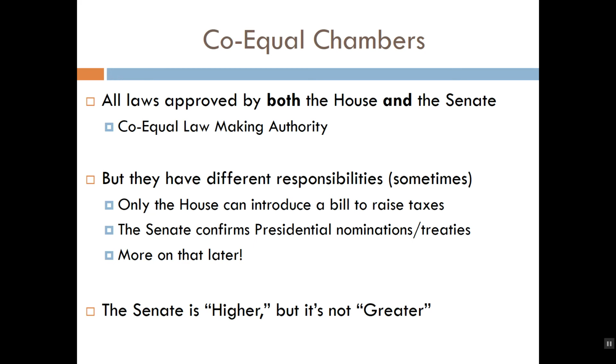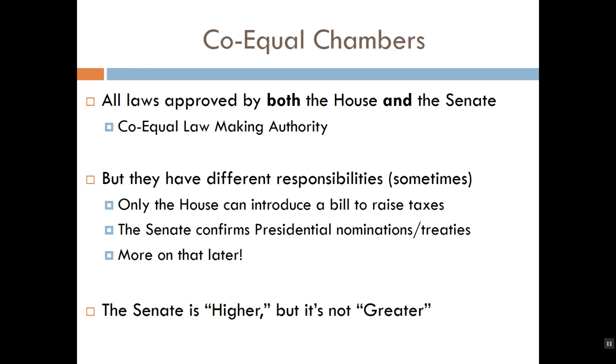So the Senate has a great deal of power in checking the president if he were to try and, let's say, stack or pack the United States Supreme Court with a number of very unqualified, unreasonable, or dangerous justices. So there is a division of labor, but the two chambers have co-equal lawmaking authority. Neither chamber can ever make a law without the other's consent, but the Senate is considered higher in that it is more prestigious.